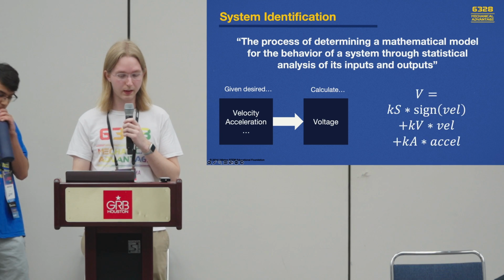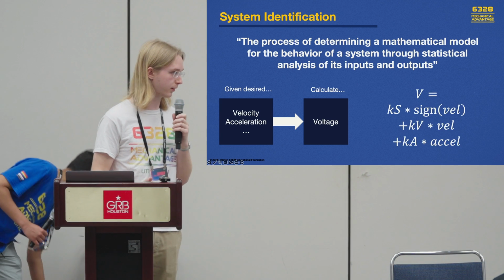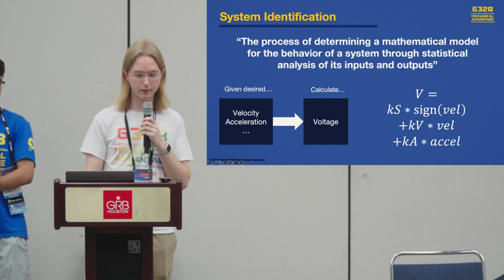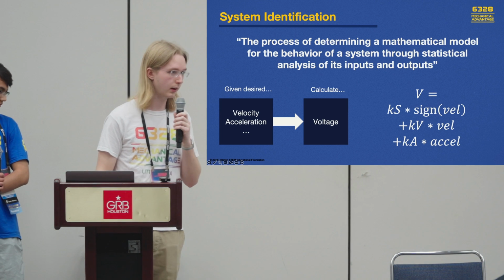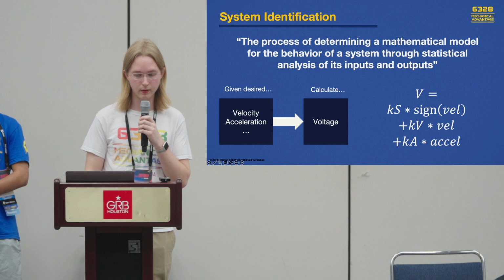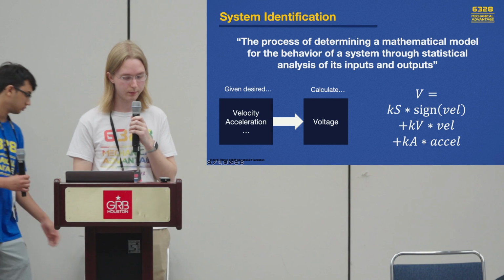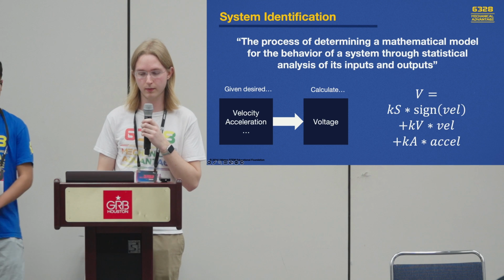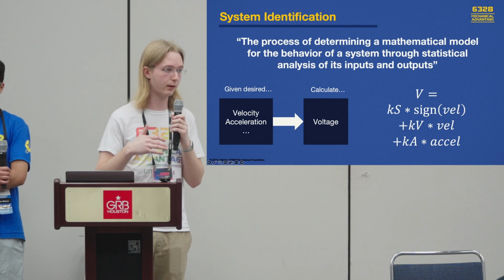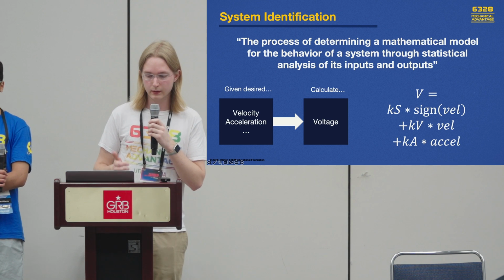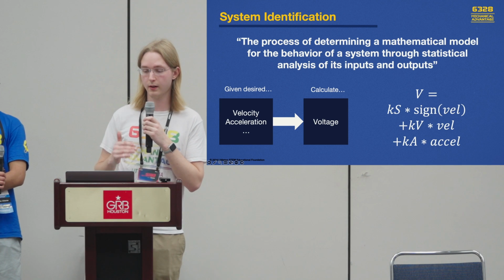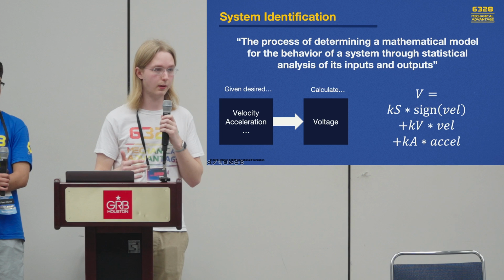Now, we said this is a mathematical model. Here's a simple example of what that can look like. So here we're converting velocity and acceleration into voltage. And you can notice that there are three gains here, Ks, Kv, and Ka. Ks is constant. That only depends on the direction of the velocity, and that accounts for static friction in the mechanism. Kv is converting velocity to voltage, so the higher the velocity, the higher the voltage, and Ka works similarly for acceleration.